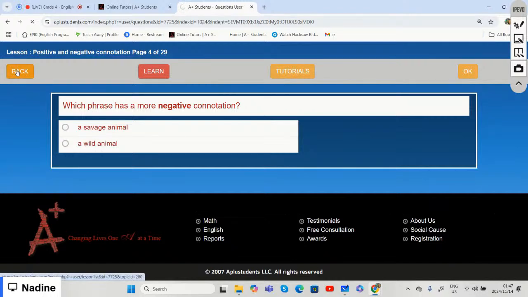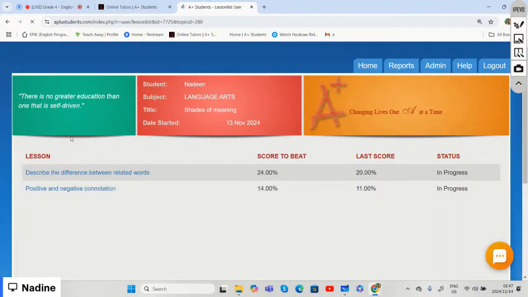All right, so this is now the end of our lesson on shades of meaning. We said shades of meaning is where we have different words that mean similar things but in different ways. We also have positive and negative connotations. Certain words are similar, but some of the words mean something more in a negative way, whereas others mean something more positive.